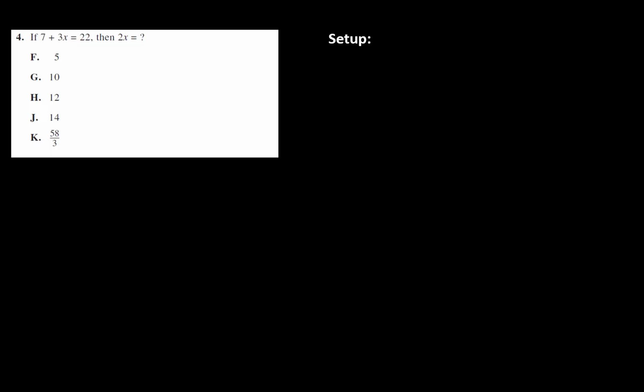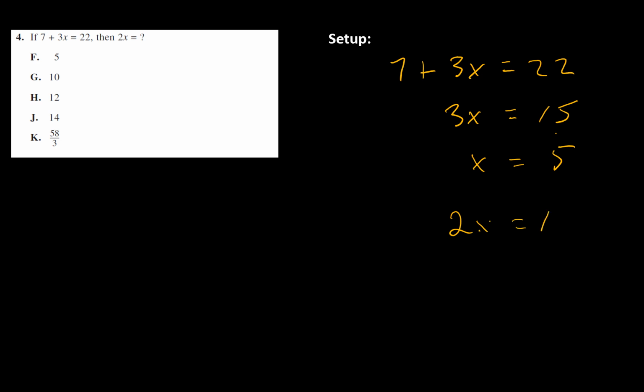Question 4. If 7 plus 3x equals 22, then what does 2x equal? This is pretty straightforward. We see 7 plus 3x equals 22. Subtract 7 from both sides. 3x equals 15. Divide both sides by 3. X equals 5. Now to get 2x, we multiply both sides by 2. So 2x equals 10. And that's our answer. So the answer is G.